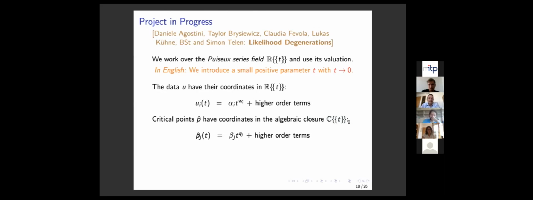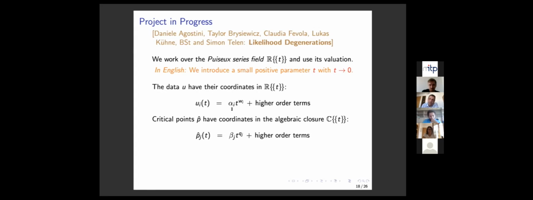So now the data are not real numbers, but they have coordinates in this real closed field. So the ith data point, u_i, what we think of as the number of times, the fraction of times we made the ith observation, is now a scalar in this field. So it's α_i t^{w_i} plus higher order terms in t. So α_i is a non-zero real number, w_i is a rational number, and that is the valuation of u_i.